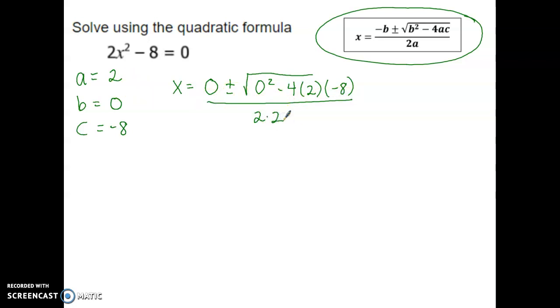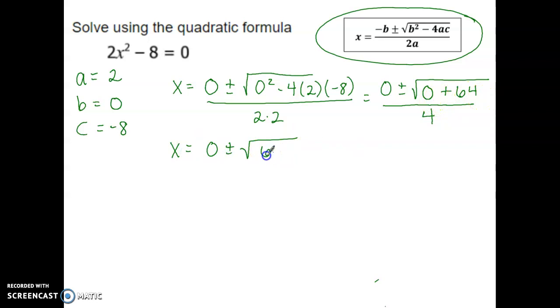Now we got to start simplifying under the square root. So we have 0 plus or minus the square root of 0 squared. 0 times 0 is 0. Negative 4 times 2 is negative 8. And negative 8 times negative 8 is plus 64. So negative 4 times 2 is negative 8, times negative 8 is positive 64. And it's all over 2 times 2, which is 4. Don't forget that part. Okay, so we have 0 plus or minus the square root of 0 plus 64 is 64 over 4.